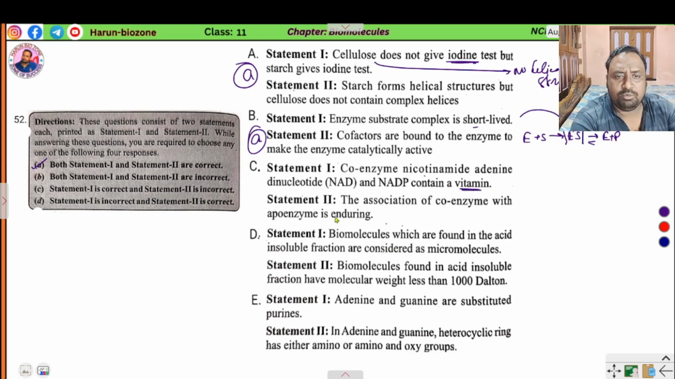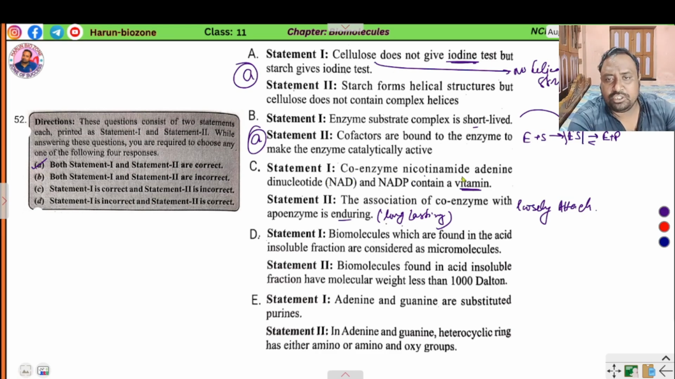The association of coenzyme with apoenzyme is enduring. Enduring means long lasting. No, because they are loosely attached, not firmly attached. They are firmly attached with prosthetic groups. So here B is the correct option. C, statement one is correct. Coenzyme nicotinamide adenine dinucleotide contains a vitamin.